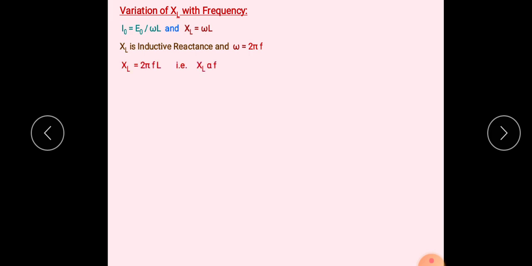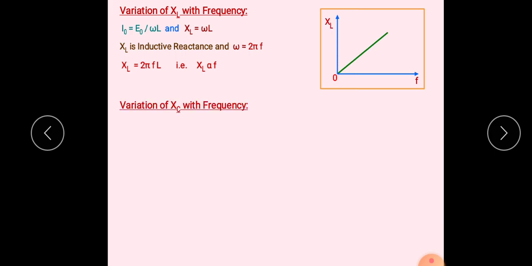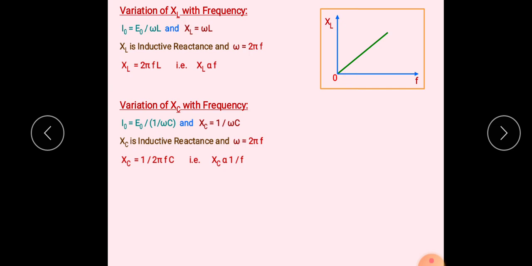Now the variation of XL with frequency, as XL is equal to omega into L. Omega may be written as 2 pi f, therefore XL is 2 pi f L, and surely XL is directly proportional to f, that is linear frequency of AC, and the graph looks like this. Now variation of XC with frequency, as we know XC is 1 upon omega C, and by substituting the value of omega we have XC equals 1 upon 2 pi f C, and here XC is inversely proportional to frequency, and the graph looks like this.